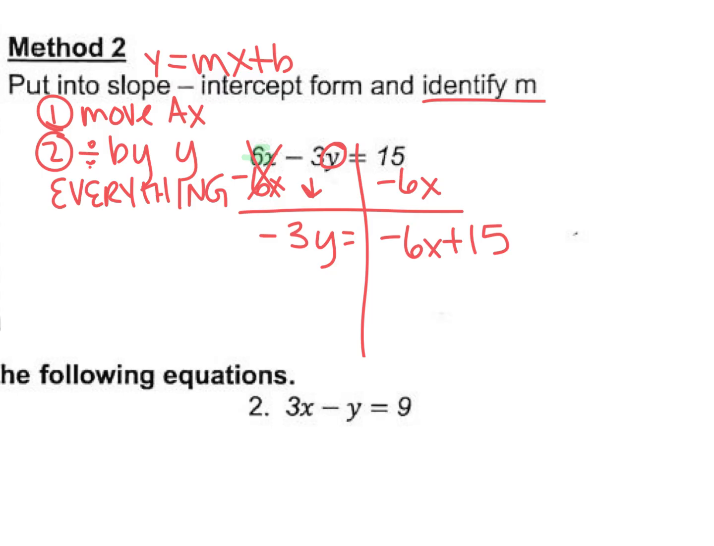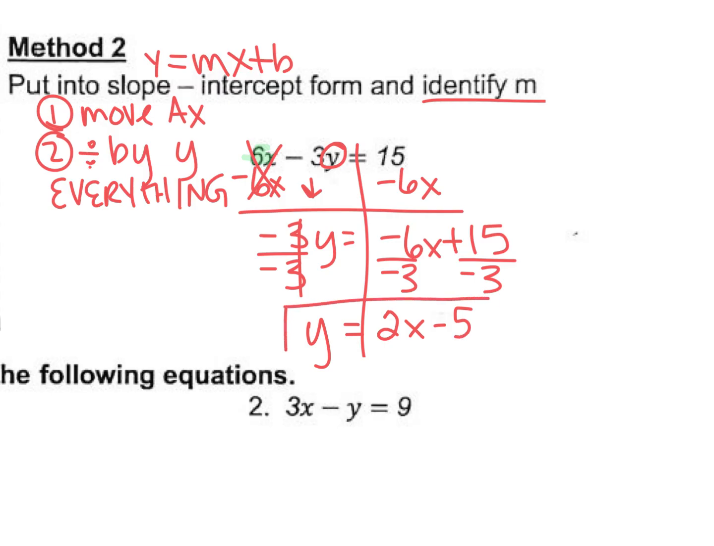And so we've done step 1. Step 2 says divide by the number in front of y. What's the number in front of y? Be careful. Negative 3. Good. And we're going to divide that on everything. Please be very, very careful with your signs. So y equals, what's negative 6 divided by negative 3? Positive 2. And positive 15 divided by negative 3 is negative 5. Okay, so now we've changed it to slope-intercept.